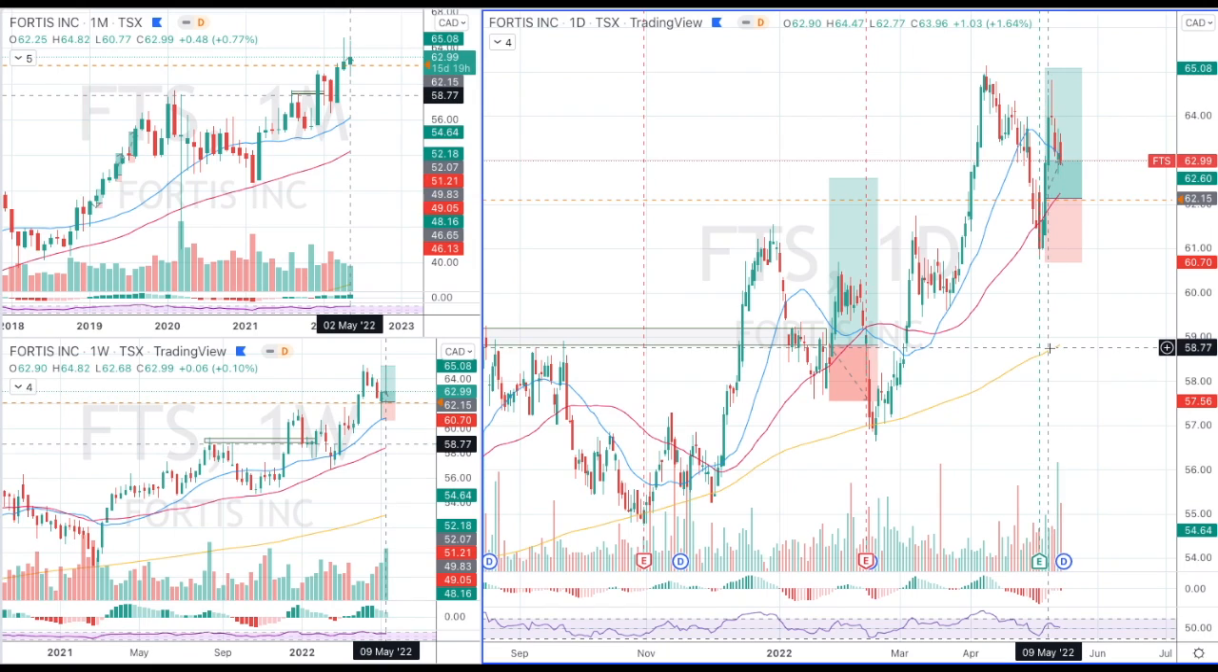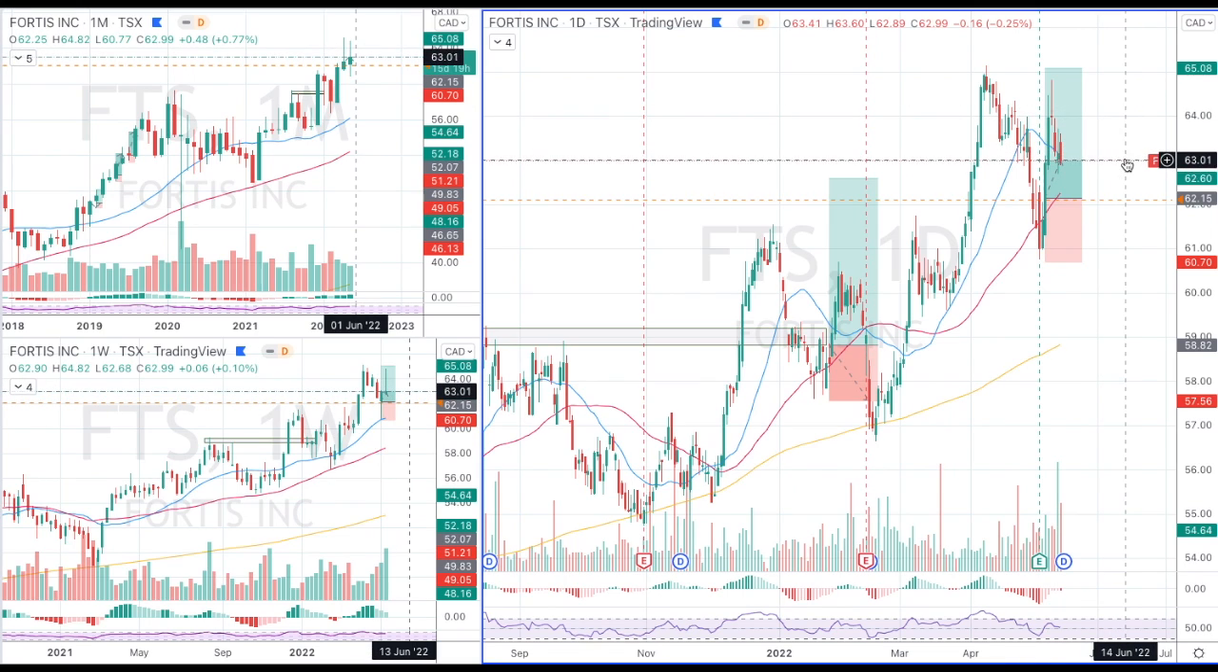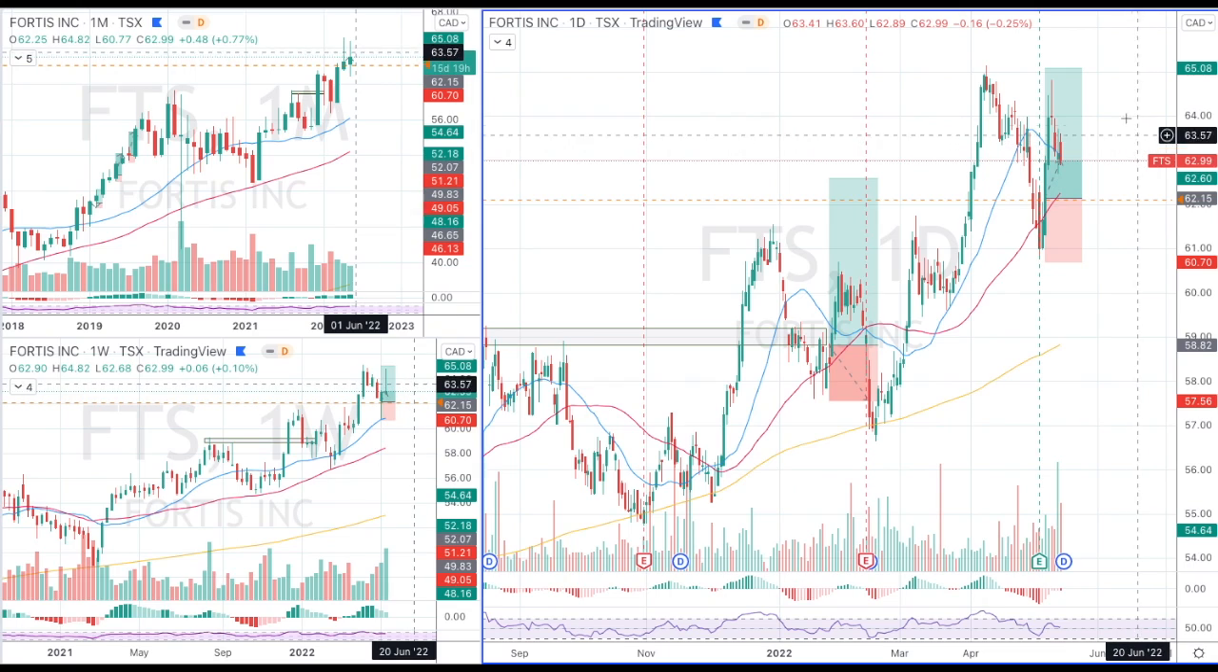It's since put in another decent green bar. We had a bit of a topping tail doji bar on the following day, but the remainder of the week we've held most of these gains while the market was basically tanking.